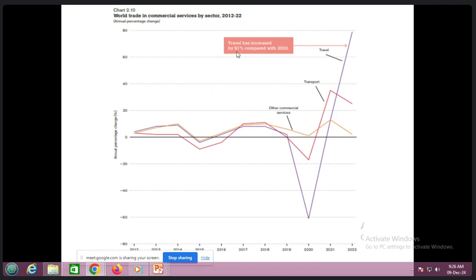So you can see here travel has increased by 91% compared with 2020. So we can also see that many people across the world, whatever the pent-up demand was, suddenly has started increasing.